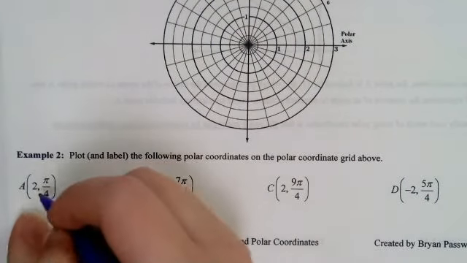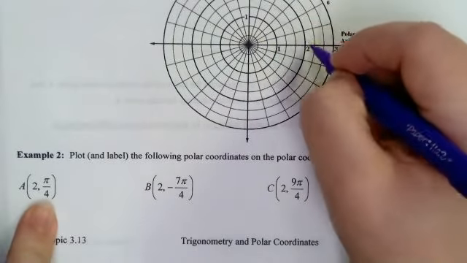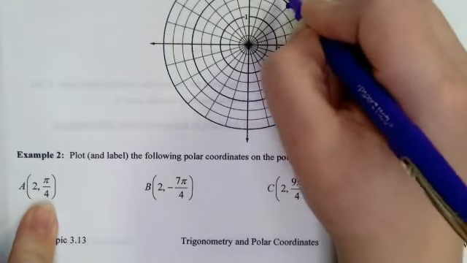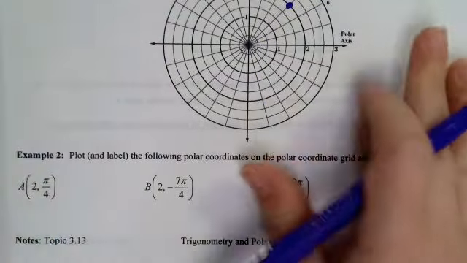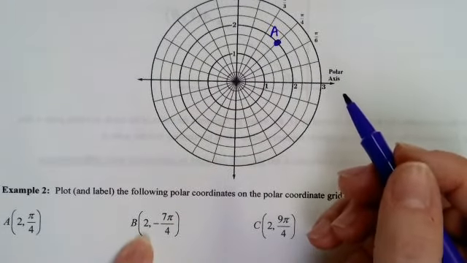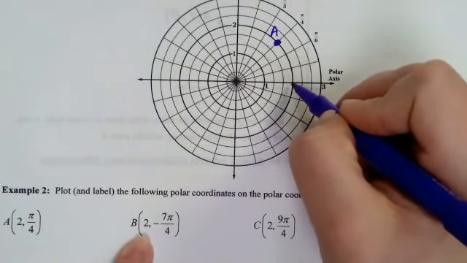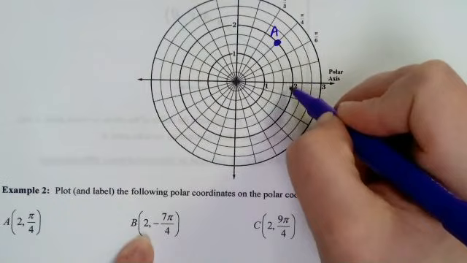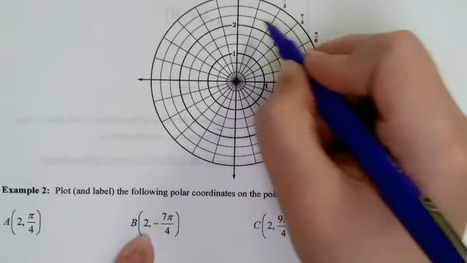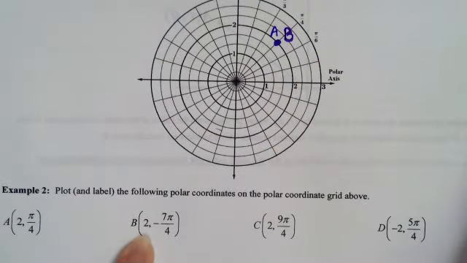Okay, A should have been at 2, pi over 4. Hopefully you've already tried this. There's A. Then we have B at 2, negative 7 pi over 4. If I go 2 and then negative 7 pi over 4, I should be opening clockwise. That's going to go around, and it's actually going to land in the exact same place that A was. Wild, right?